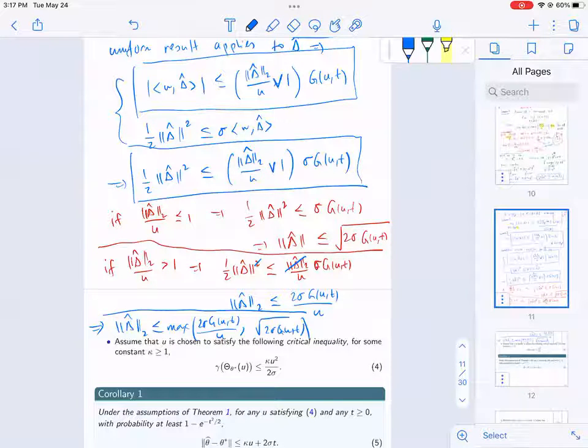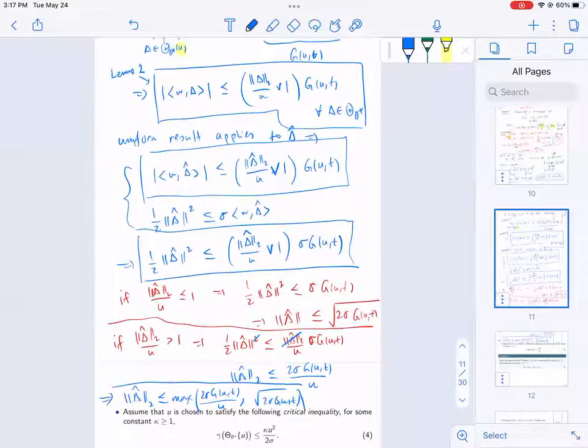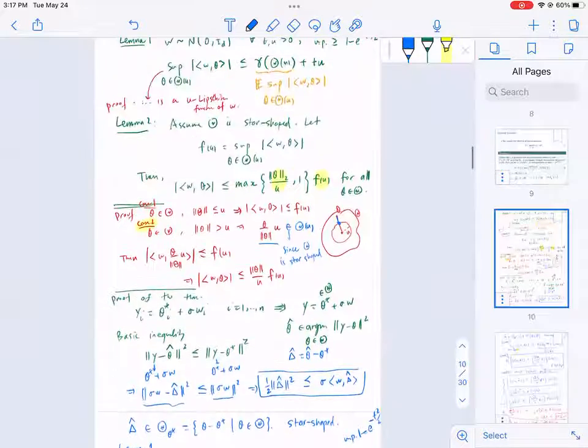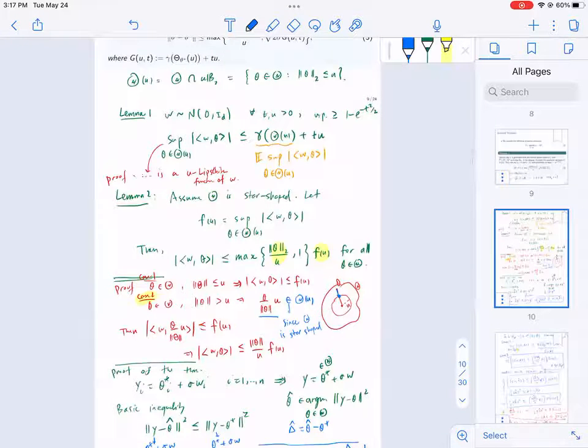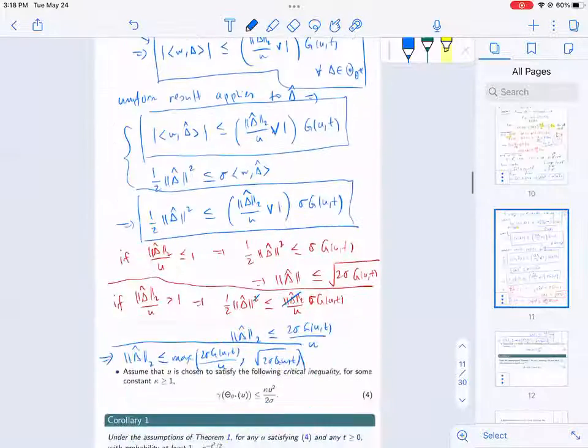So it's a clean argument. It's not trivial, but every step is very simple. The main case is using the Gaussian concentration to relate this supremum in a neighborhood to the expectation, that's the Gaussian complexity, and then use the star-shapedness to say that once I control over a neighborhood, I have control over the entire set, and apply this to theta centered. The deviation lies in that set, and then you write the basic inequality and just simplify.